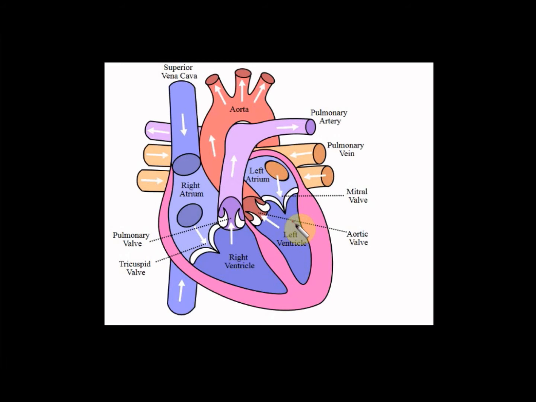And then at this point, your blood will be pushed down into your left ventricle through the mitral valve, which is right here. And finally, your oxygenated blood will be pushed from your left ventricle, very important, through your aortic valve into your aorta. And at this point, your blood is dispersed throughout the rest of your body.